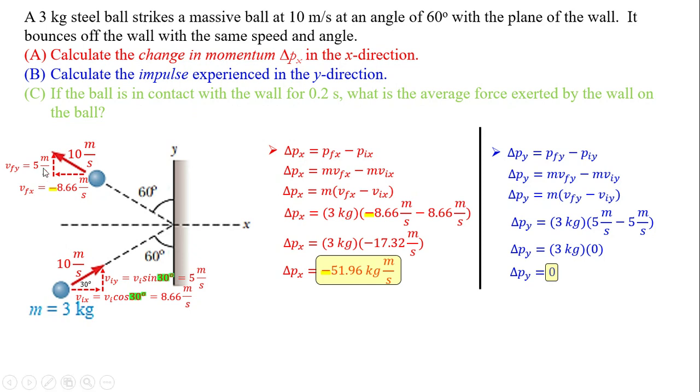If the velocity in that direction hasn't changed, there is no impulse experienced in that particular direction. Okay, so you can just reason it out. I just show you how to do the math to prove that it actually is 0. Let's go ahead and crack out part C.